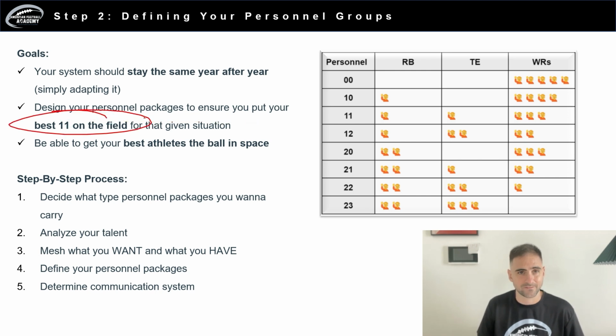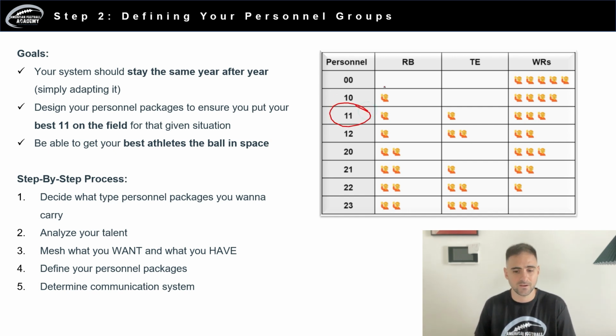Okay, so the next thing here, we want to design these personnels to make sure that we have our best 11 on the field. If you're going to be in a goal line situation, you don't want to be empty all the time or 10 personnel all the time. You want to at least have a big body in there. It might be 11 personnel. You might not have a good tight end body who can block and catch, but if you've got an extra offensive lineman, you can design your personnel to put him in, and it's essentially just going to be, we're running the ball.